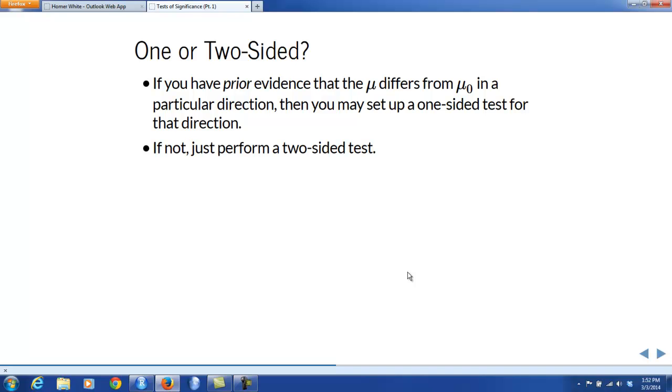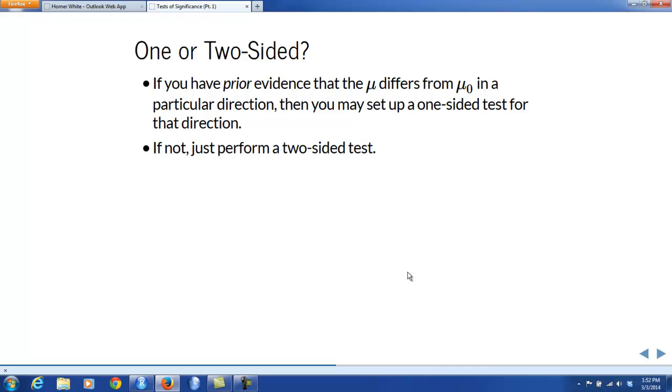When you've got that prior evidence, setting up a one-sided test, where p-values tend to be lower, is a rough way of incorporating the evidence that you already have and combining it with the new evidence that you get with the new data.